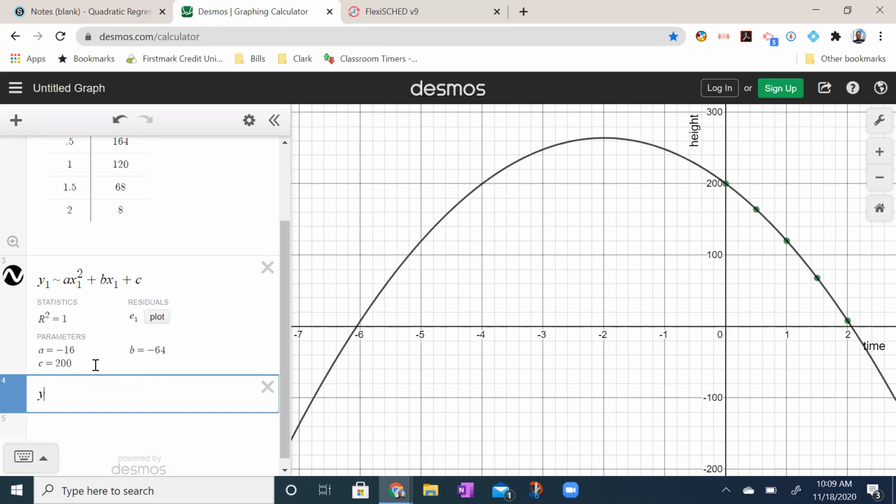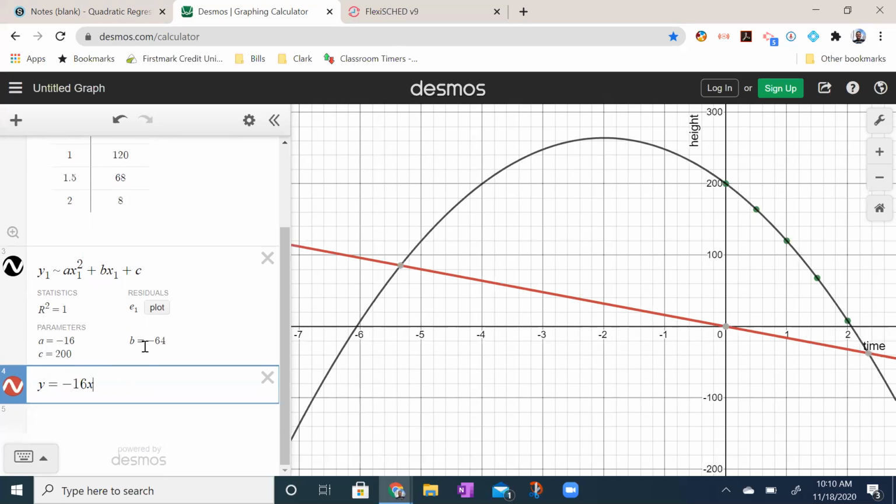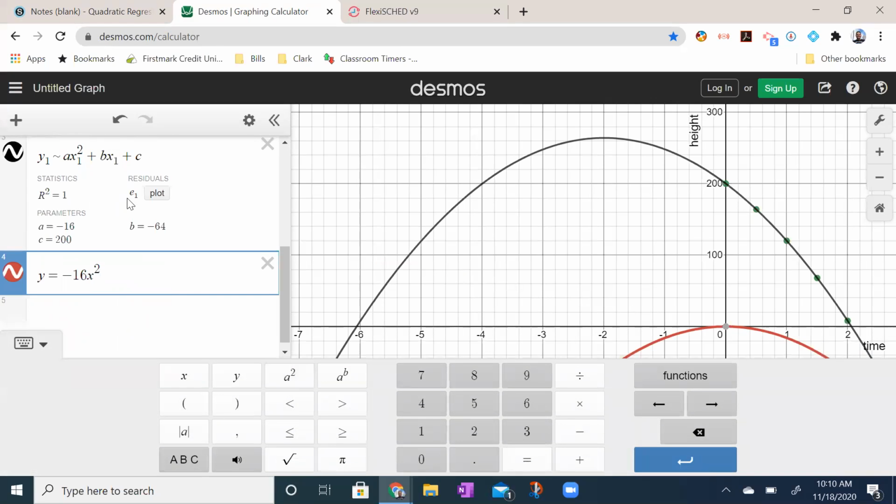So my equation is going to be y equals, and then what I'm going to do for my standard form is that it gives me the a, b, and c coefficients. So I'm going to replace a, b, and c with these numbers here. So I have y equals, a is -16. Okay, I'm going to put x, and I'm going to square that x. Okay, then my b number is -64, so I'm going to put -64x. Okay, and then my c number, which is +200, plus 200.